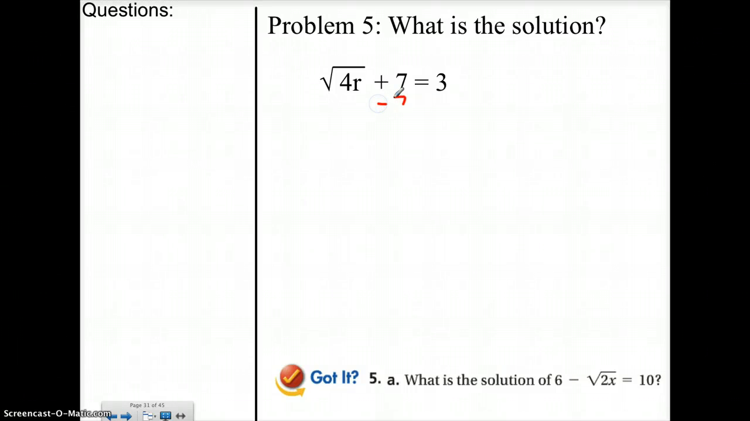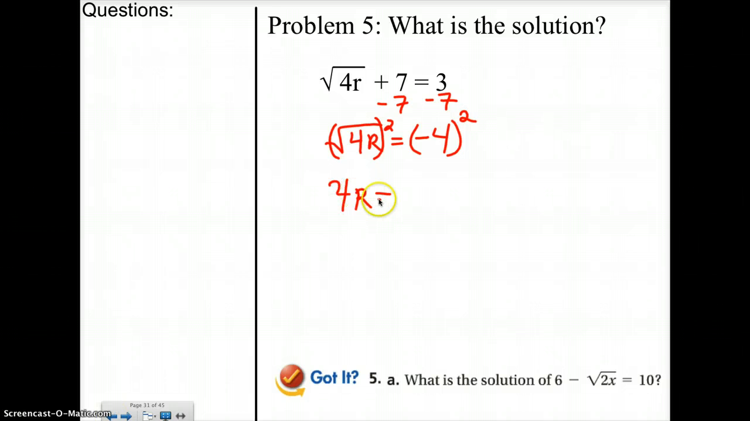So we're going to go the same way we did yesterday. Subtract 7, and I get the square root of 4r is equal to negative 4. And again, to pop that root off, I've got to square the left, and I've got to square the right. That gives me a 4r on the left, and negative 4 times negative 4 is 16. And when I solve that and divide by 4, I get r is equal to 4.